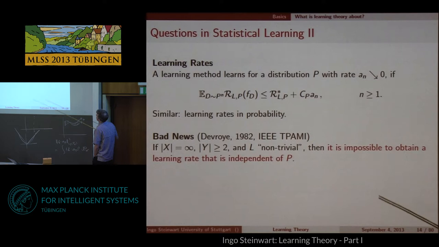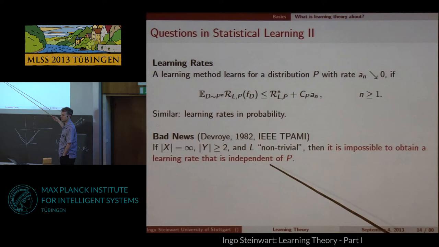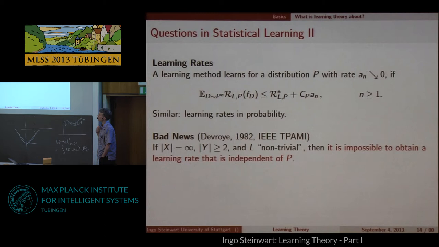And then this result says that whatever learning rate a_n we choose, and whatever learning algorithm we choose, we find a distribution for which this learning method cannot learn with this rate, even if we allow this constant C_P to depend on P. Meaning that, though we would like to know how long we have to wait, we can never know. There's no way to let us know how long we have to wait until we are close to the Bayes risk. This is pretty unfortunate.